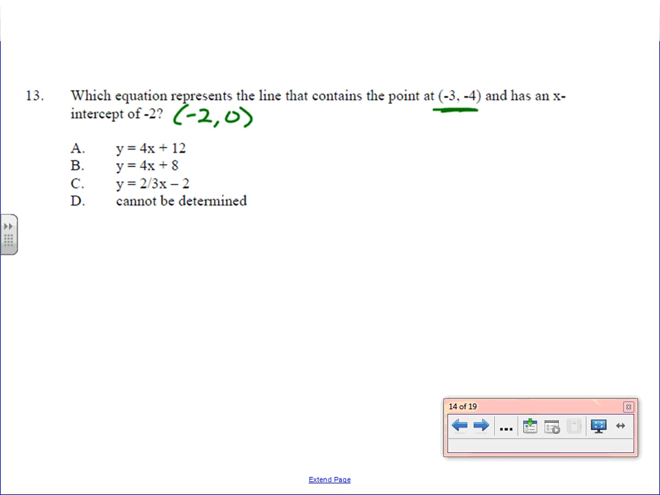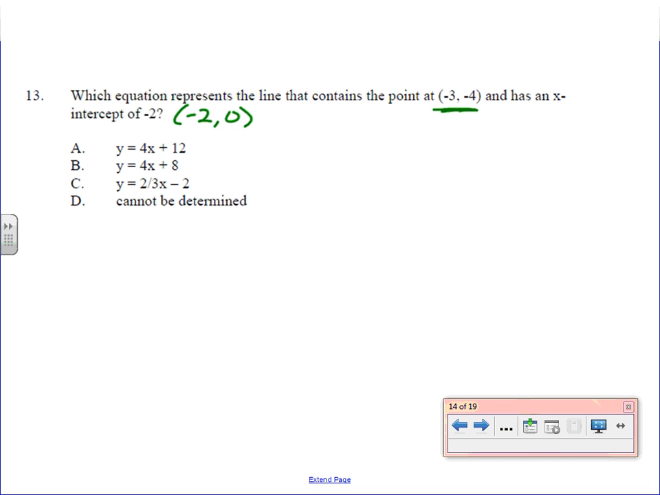So let's use those two ordered pairs. Everybody go to your calculator, and let's go to Stat, Edit. In L1, we're going to put the two x values, which in our case are -3 and -2. In L2, we're going to put the y values, which are the -4 and the 0. Once you get those two ordered pairs in, go back to Stat, Calc, and the one we're using is number 4, the linear regression.